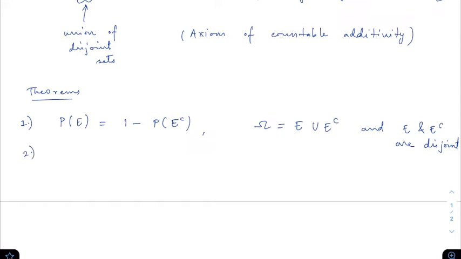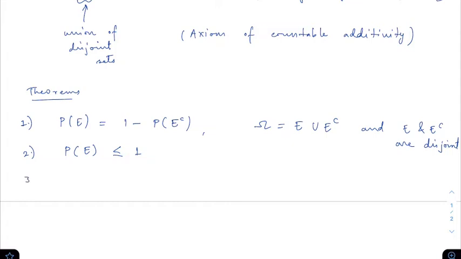Now we have seen that the probability of getting some outcome is 1, that is P of Omega is 1. Now E is some subset of Omega, so its probability should be less than or equal to 1. This becomes an equality when the event E refers to all possible outcomes, the set of all possible outcomes. In every other case, this probability is less than 1.